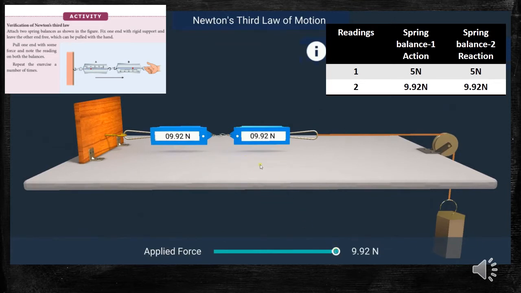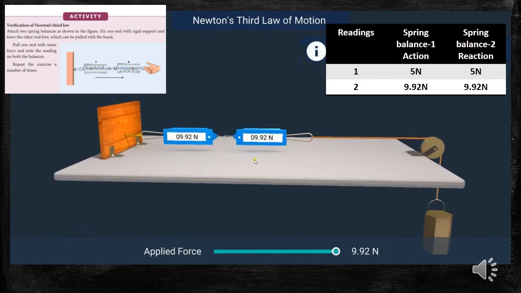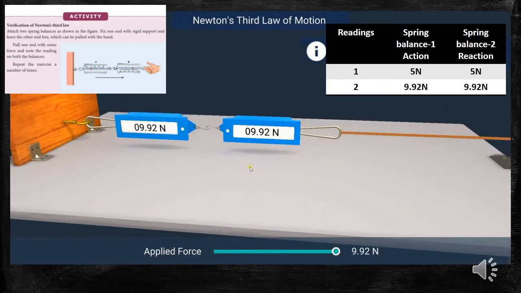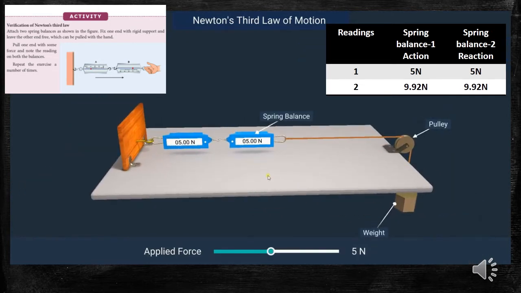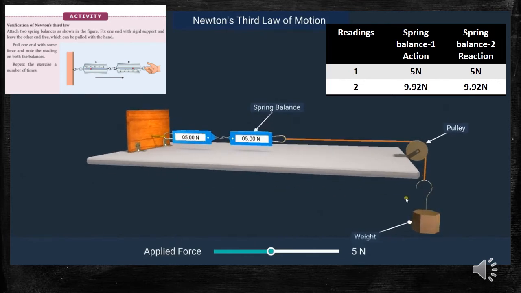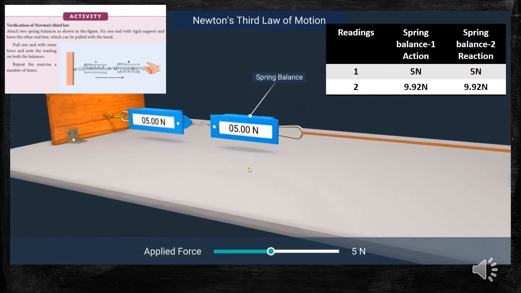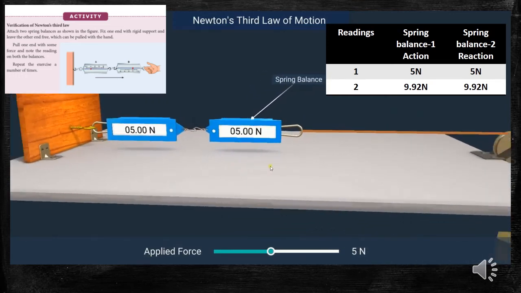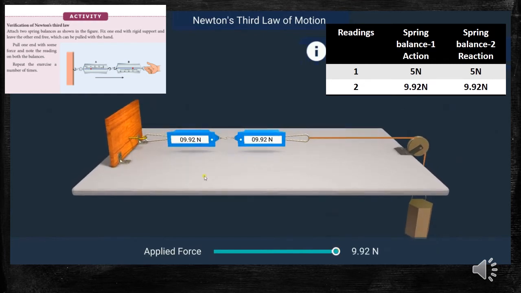Here look at the reading in both spring balances. The first spring balance applies 5 Newton of force on the second spring balance. The second spring balance also applies an equal and opposite 5 Newton of force on the first spring balance. If you increase the weight in the hanger, the force applied on each other will automatically increase, but they will be equal. Look at the first reading. Spring balance 1 shows the action force of 5 Newton. Spring balance 2 shows the reaction force of 5 Newton.